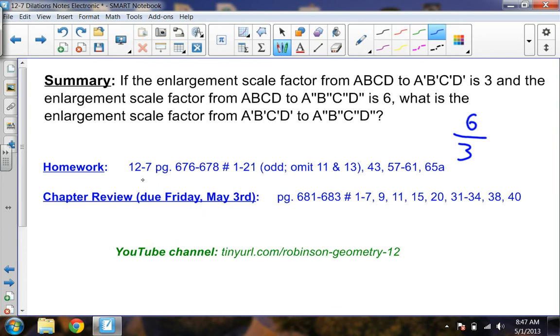Okay. Your homework is to do 12, 7, and all these numbers. Don't do 11 and 13. Do these odds, and all of those in 65A, the chapter review, which is due Friday, May 3rd. I'm going to try and start to do a solution thing, perhaps starting tonight. If you finish early, go ahead and start doing these. This covers all the different problems in sections 1 to 7 and should help you out for the test.